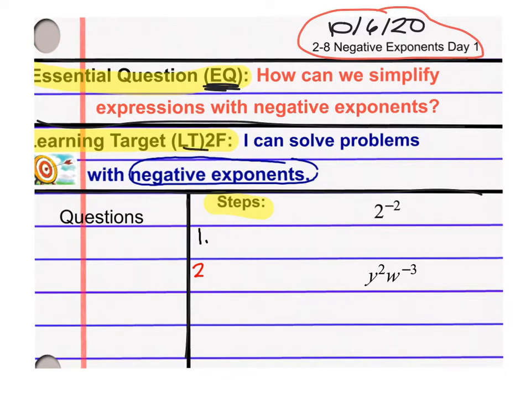Learning target 2F. I can solve problems with negative exponents. And negative exponents are a shortcut for repeated division.